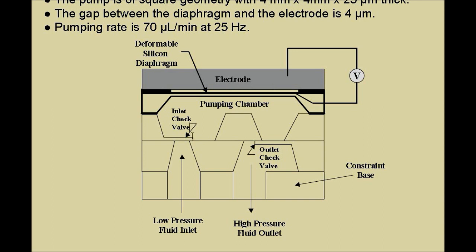So the reduction of pressure causes the inlet check to open, and it allows the inlet flow. Now subsequently removing the applied voltage to the electrode prompts the diaphragm to return to its original or initial position. So this going back will cause the reduction in the volume of the pump chamber.